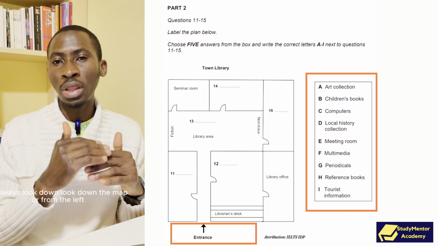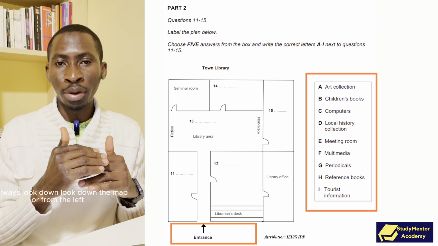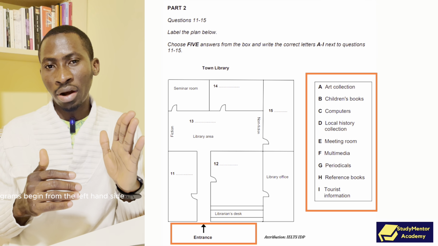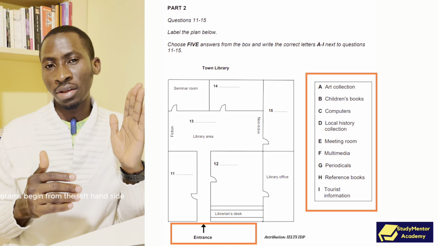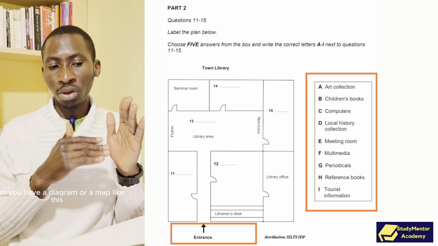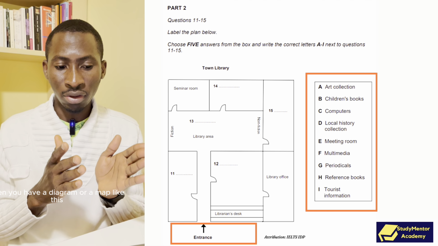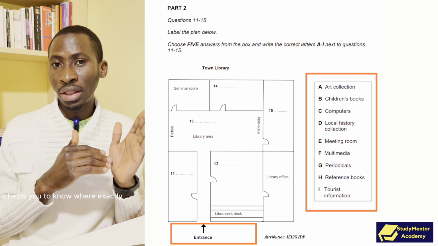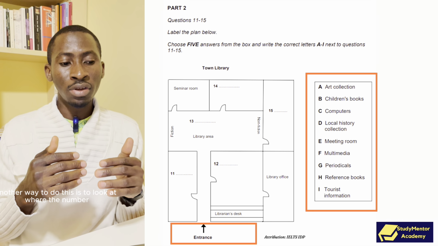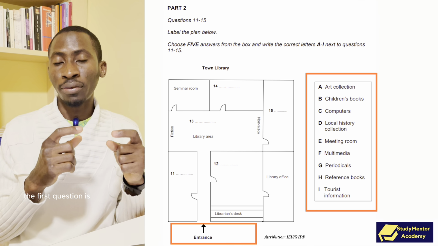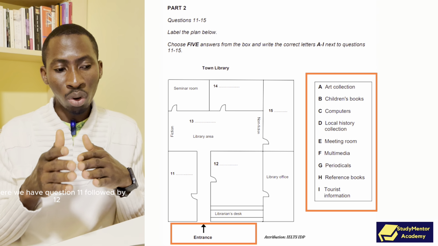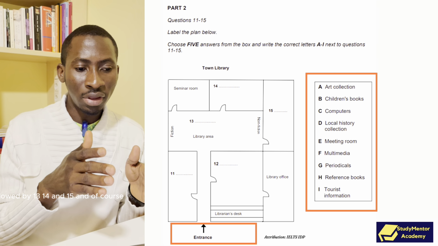So always look down the map or from the left. Usually English diagrams begin from the left hand side or the down part. So these are the 2 places you should look at when you have a diagram or a map like this. So it helps you to know where exactly the audio recording would be starting from. Another way to do this is to look at where the first question is. So here we have question 11 followed by 12 followed by 13, 14 and 15.